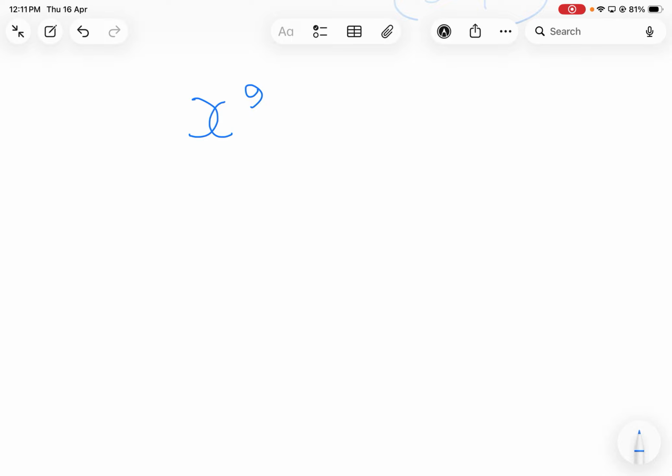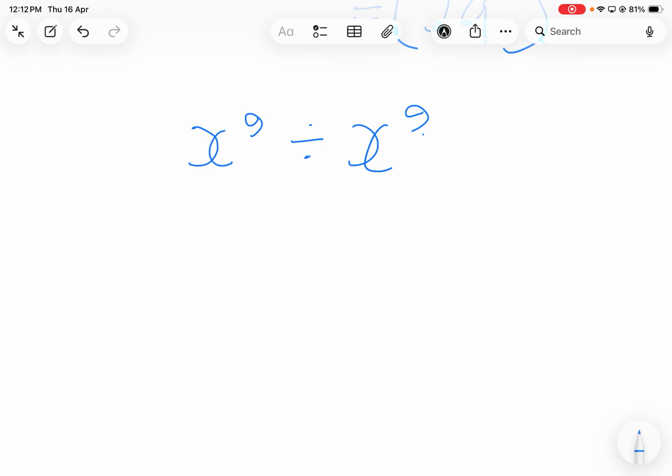Hello. There are some things that you all already know, but I want you to see some pattern. So x to the power of 9. If I divide x to the power of 9 with x to the power of 9, what is actually happening is x to the power 9 divided by x to the power 9.